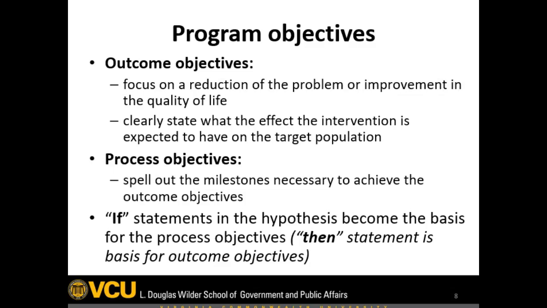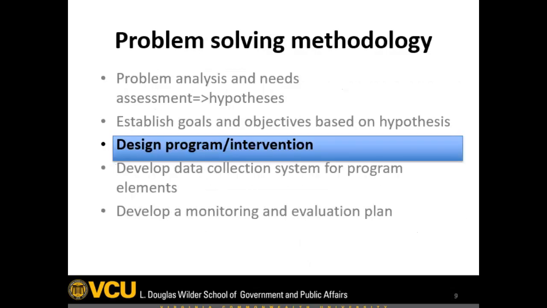Outcome objectives focus on an improvement in the quality of life for program participants. These objectives should clearly state what the impact on program participants is expected to be. Process objectives are focused on program implementation and outline the milestones that are necessary to achieve the outcome objectives. The next step in the problem-solving process is designing a program or an intervention.